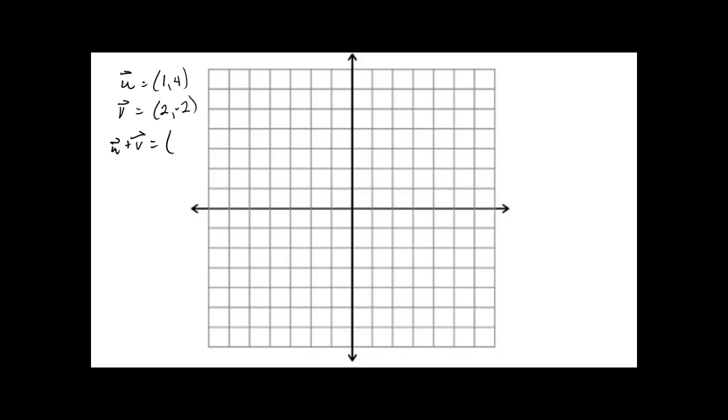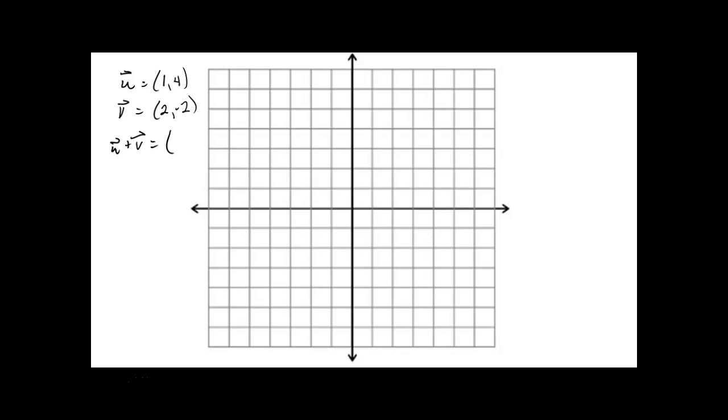We're doing example 2 on page 147. Chapter 4 is vector spaces. 4.1 is vectors in R superscript n. What do we mean by that? We haven't gotten there yet. So here we have the sum of two vectors, u plus v. u is (1, 4) and v is (2, -2).